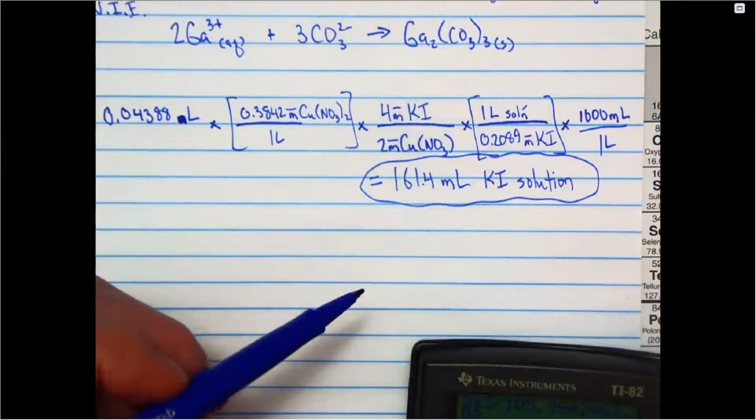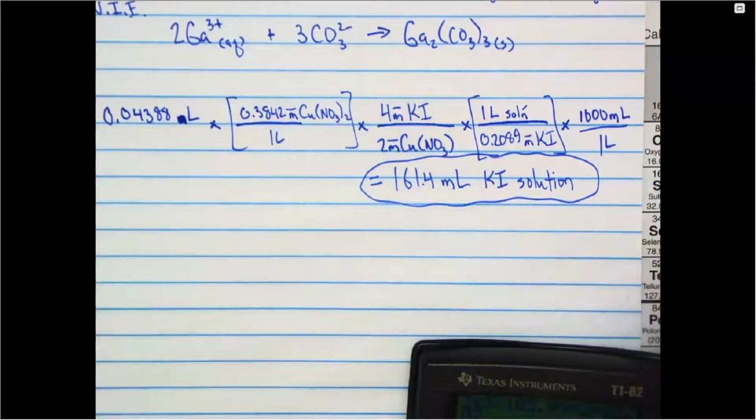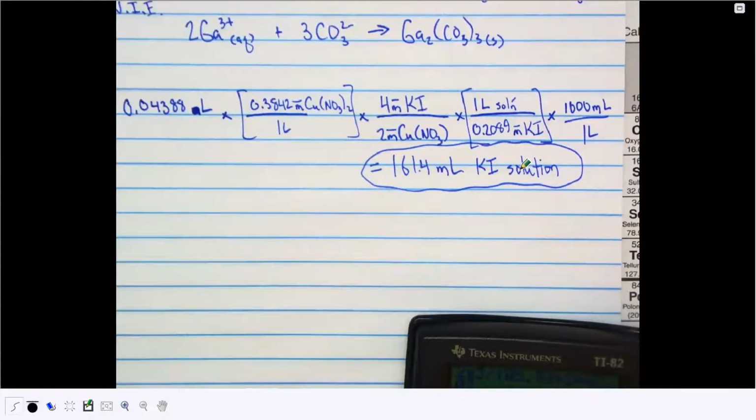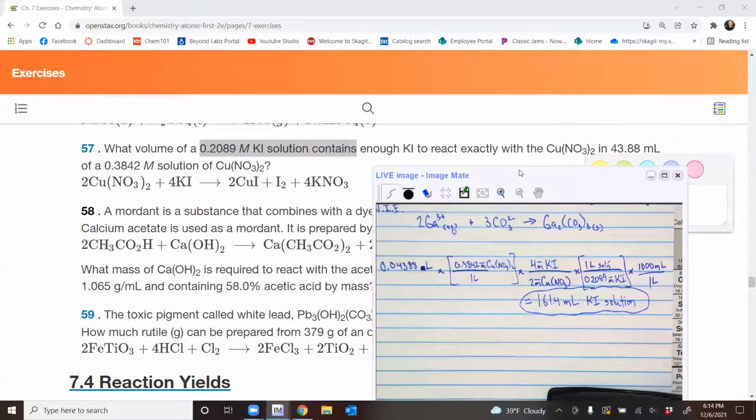Rudy, do you want to tell me your alternate method? Since it was a neutralization, I actually made them equal to each other. I did the volume of potassium iodide times the molarity divided by the coefficient in the equation equals the molarity divided by the copper nitrate coefficient. So you did it with proportions instead of a stepwise conversion? Yes. That works perfectly fine.